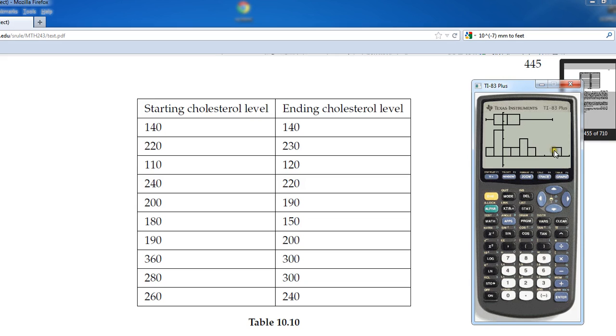This is not technically an outlier. This guy out here, let me go see who that is. That is the one that was a 60, I think. Can we find that in our data sheet? Oh yeah, right here, the 360 to 300, the big drop. That's not being considered an outlier.